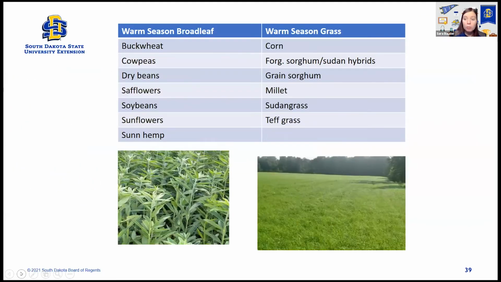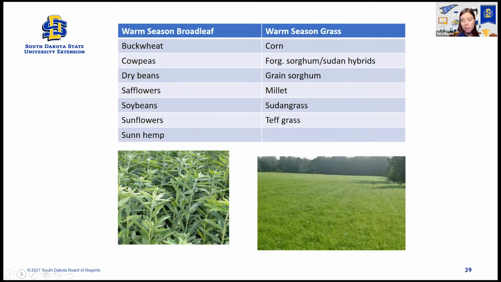So if we're looking at warm seasons, there's not as many options that are readily available. And again, these are summarized lists. I'm sure there's a few things I don't have on here, but these are the common ones we see. So if you're trying to do a full season cover crop, or you had a prevent plant situation where you can put in a cover crop, these are great options. The broadleaves can provide us some good diversity, and the grasses can provide some great forage.